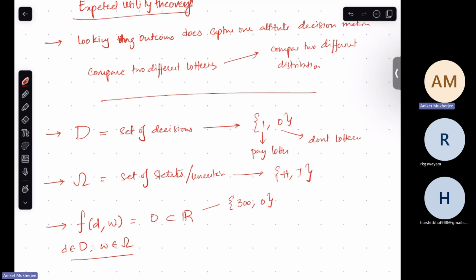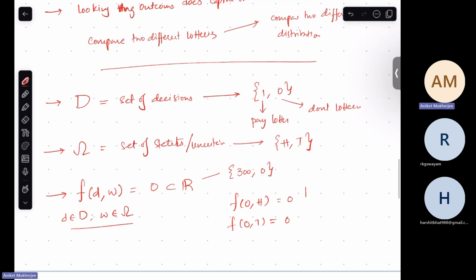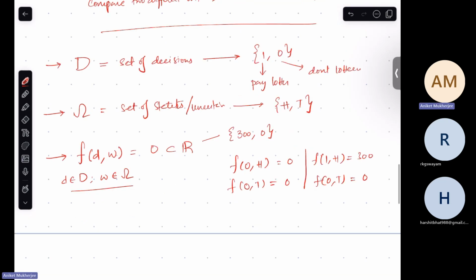It could always be zero. Suppose your decision is zero: I don't want to enter the lottery. So if your decision is zero, even if your state is head, you get zero. If your uncertainty is tail, you get zero. If you say yes, I want to take the decision, then if it is head, you get 300. If it is tail, you get nothing. Okay, so I hope this mapping is clear, right? So we are taking the above examples and we are mapping it out.